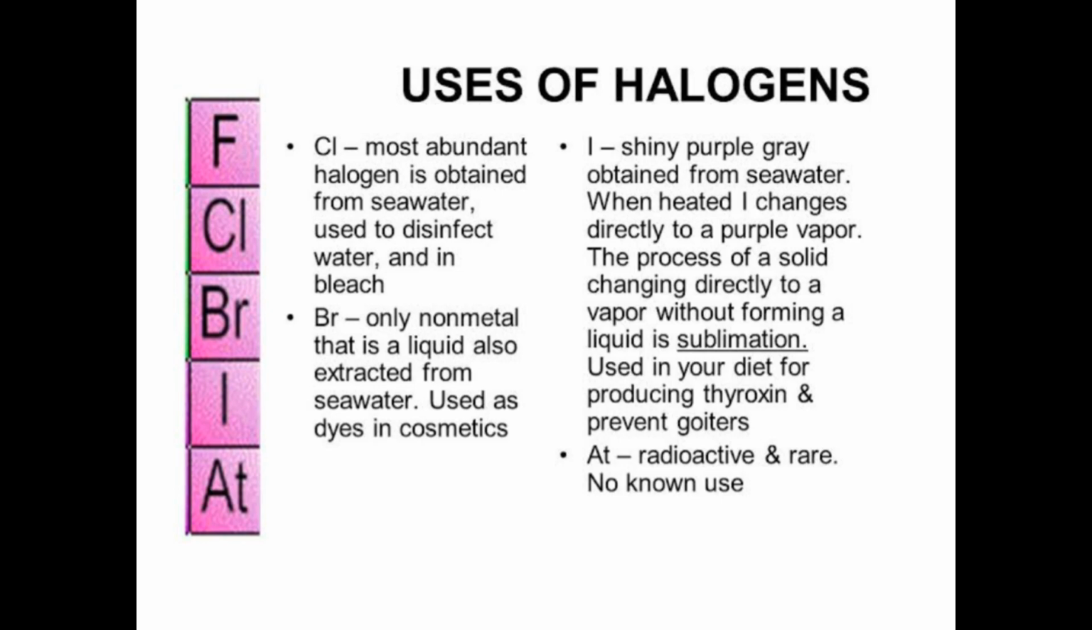It can be used in dyes because it sublimes. It can be used in diets to supply iodine to produce thyroxine and prevent goiters. Astatine is radioactive and rare, with no known use. So a key assignment here: find out some of the uses of fluorine and put it down in the assignment section or activity section, as the case may be.